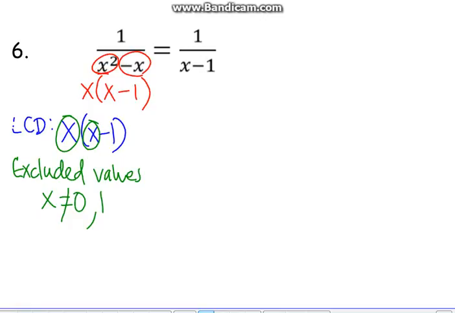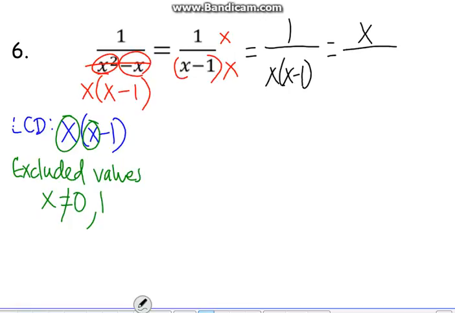Now, let's go ahead and make sure that each of my fractions have that denominator. Well, my first one's already set, x times x minus 1. That means this one just needs an x. Whenever I multiply one side, or my denominator, by that value, I multiply my numerator by that as well. So I'm going to rewrite my equation now with what I have. 1 over x times x minus 1 equals x over x times x minus 1.